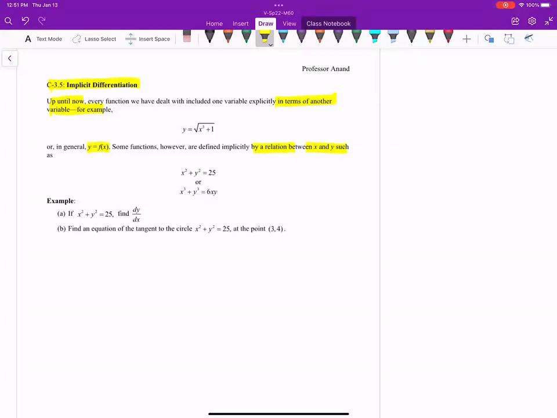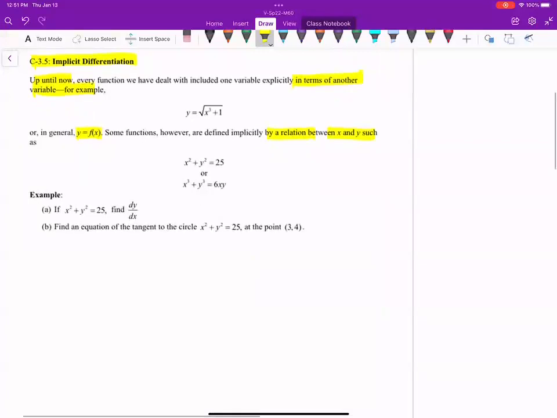If x square plus y square equal to 25, find dy by dx, find the derivative. Then find an equation of the tangent to the circle x square plus y square equal to 25 at the point (3, 4). So let's do the first part.